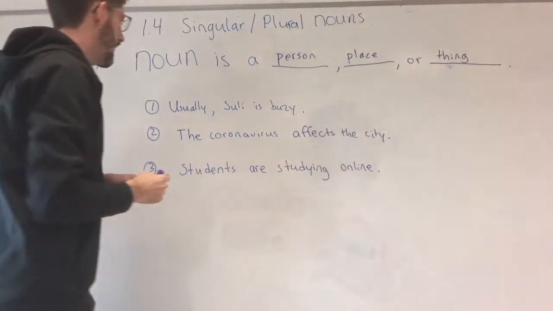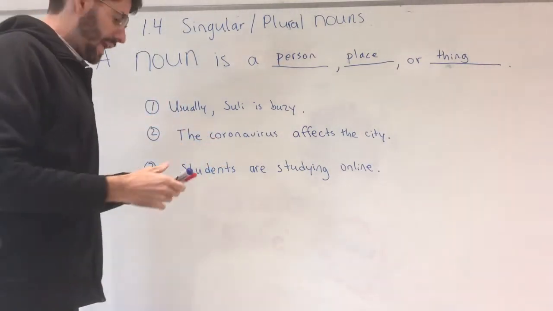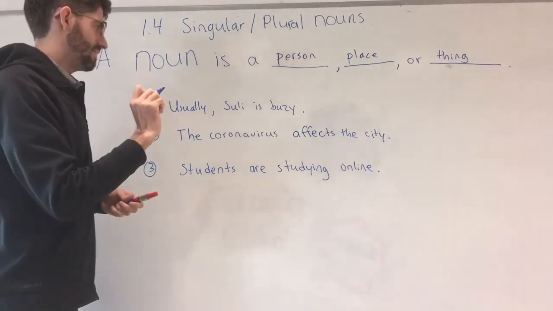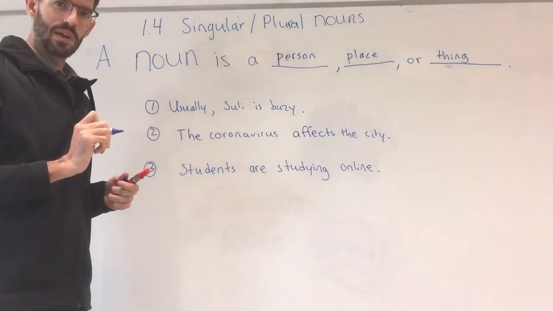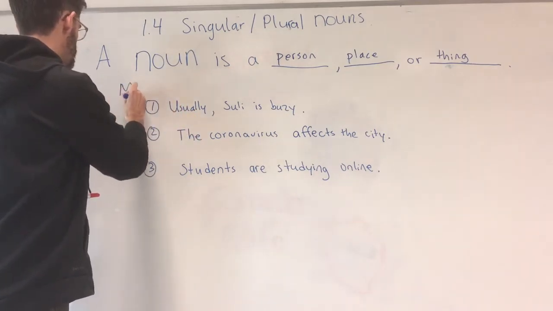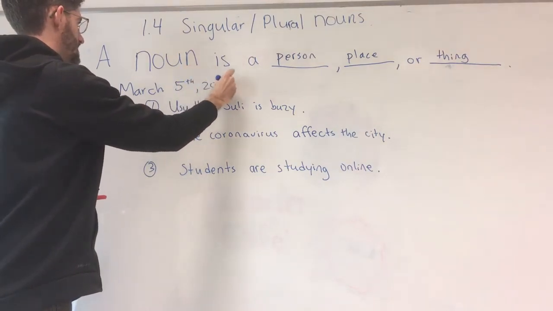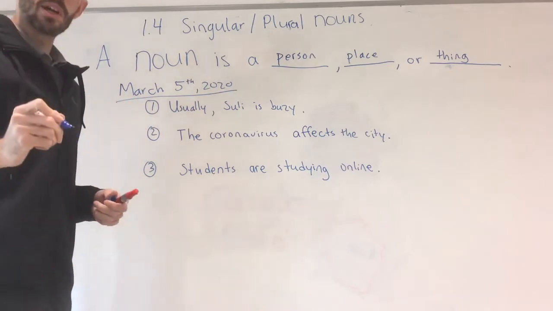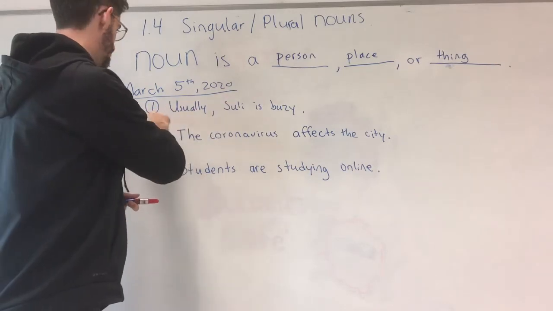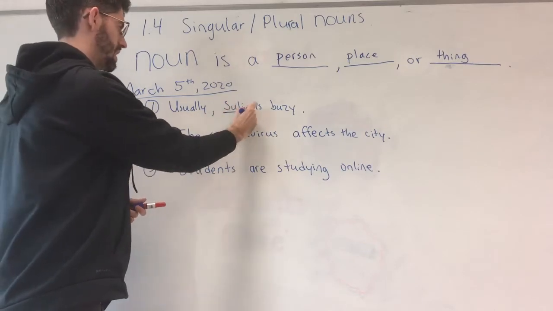Okay, so we have 3 sentences. You can pause the video and I want you to underline the nouns in the sentences, okay? So you can write this in your notebook, and this should be March 5th, 2020, okay? So write this in your notebook, underline the nouns. For example, number 1, usually Suli is busy. What's the noun? Suli, okay?